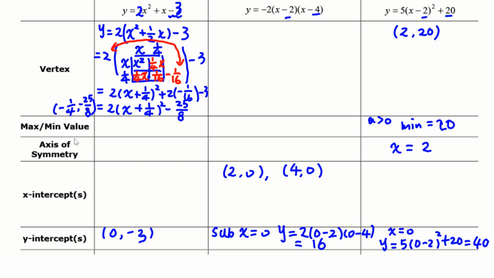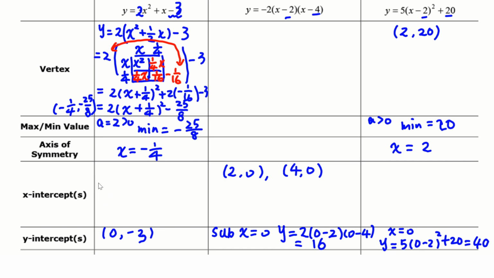So this is using the box method to find the vertex. Then from this vertex form, we are able to find the axis of symmetry, which is just the p-value, the opposite of the number inside the bracket squared. Then for the maximum or minimum value, A is 2, which is positive, so it opens up. You are going to have a minimum at the vertex, equal to the y-value of the vertex.